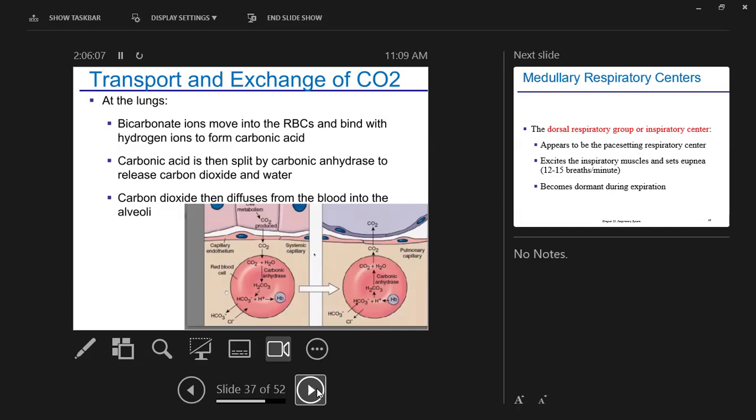We break down the carbonic acid, release the CO2, and the chloride leaves, and the bicarbonate comes back in. And so this is the way we carry our CO2. 3 different ways: in the plasma, attached to the hemoglobin, or in the red cell itself.